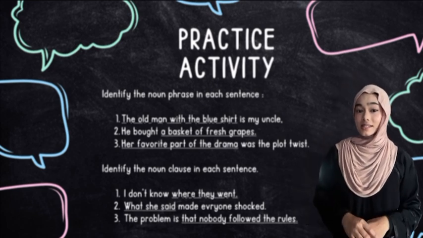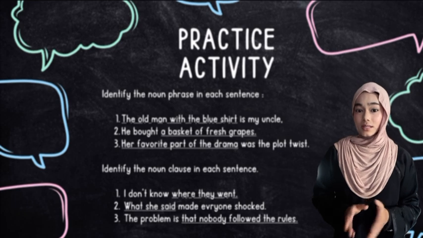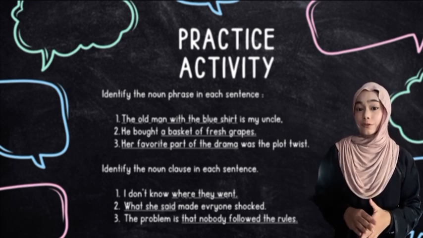Now let's move to the second section, noun clause. For the first one, I don't know where they went. The noun clause is where they went. It acts as the object of the verb know.